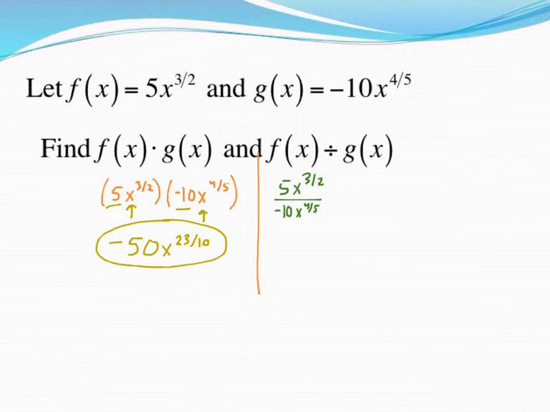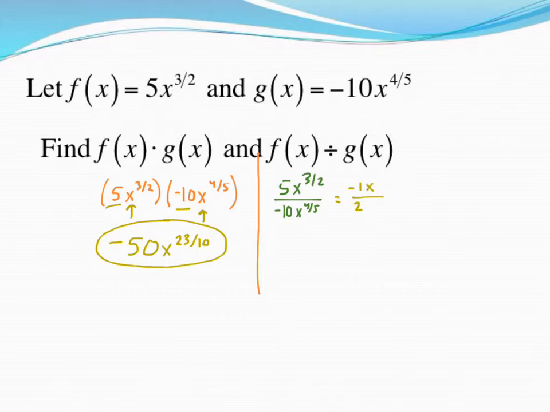And dividing will work a very similar method. So I'll divide my coefficients once again to get started. 5 divided by -10 is just -1/2 when I simplify that. And the negative sign can be on top or bottom. It doesn't really matter. And then once again, the same base is being divided. That x base is being divided. So I'll do the division by subtracting my exponents.